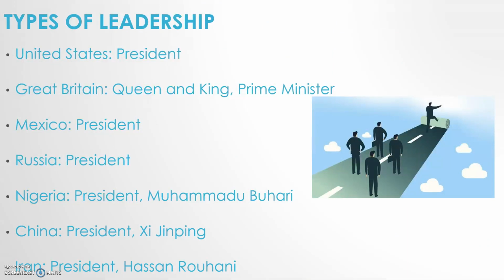The sixth topic I chose to compare is leadership. The United States has a president, as we know, Donald Trump. Great Britain is run by a queen and king with a prime minister. The queen and king are head of the state, and the prime minister is head of the government. Mexico also has a president, which is head of the government, state, and supreme commander of Mexico's armed forces. Then we have Russia, which has a president, Vladimir Putin. And Nigeria, China, and Iran each have a president.